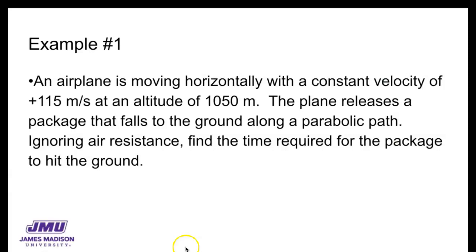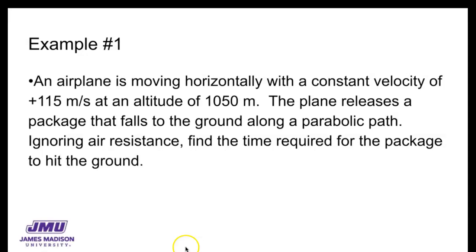Example number 1: an airplane is moving horizontally with a constant velocity of 115 meters per second in the positive x direction at an altitude of 1,050 meters. The plane releases a package that falls to the ground along a parabolic path. Ignoring air resistance, find the time required for the package to hit the ground.